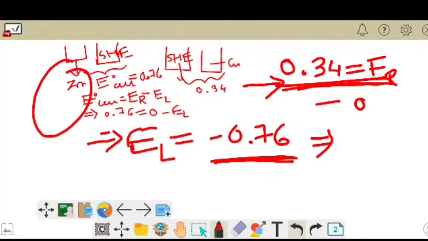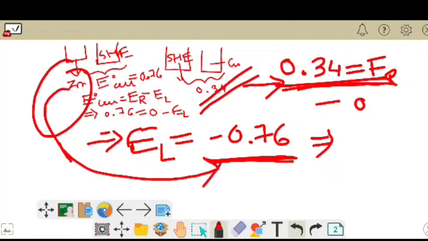Why? Because you know that this is the half cell where reduction takes place, and this is the half cell where oxidation takes place. So when we talk about reduction, obviously this value will be negative, because here no reduction takes place, very less tendency to get reduced, so this term will be negative and this term will be positive.